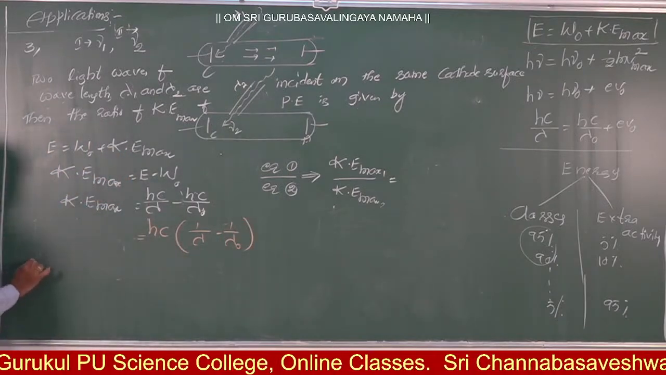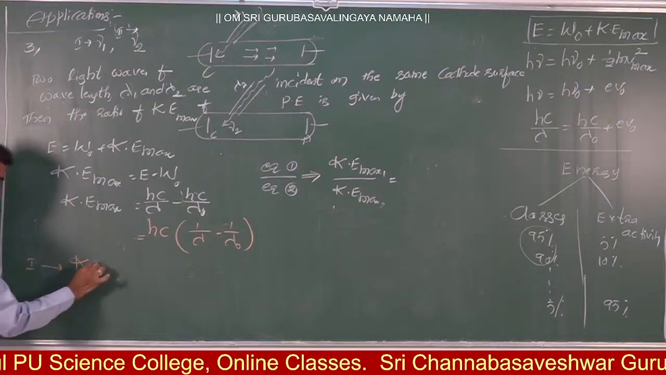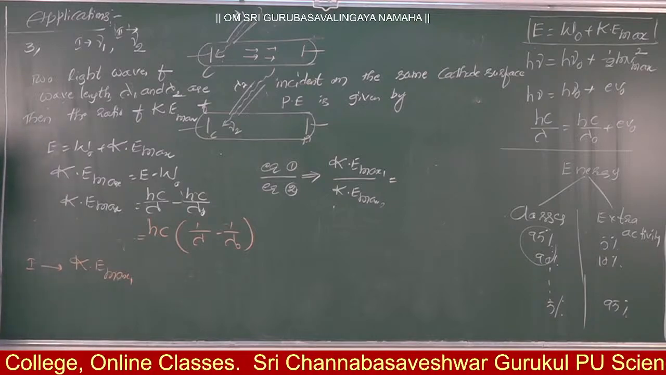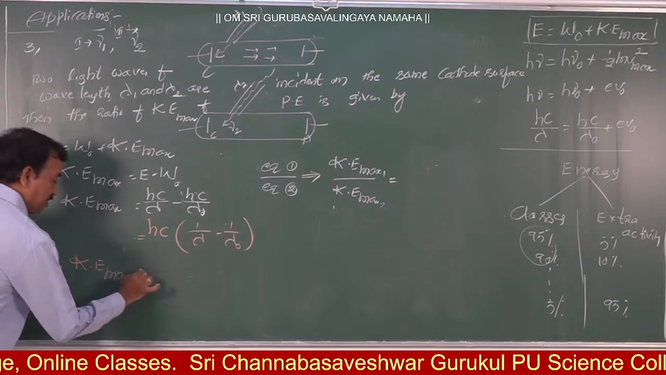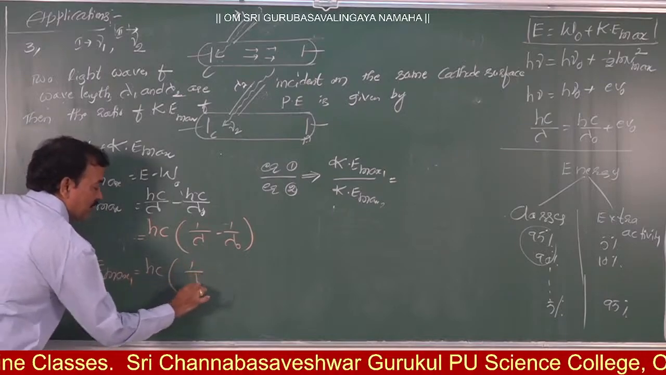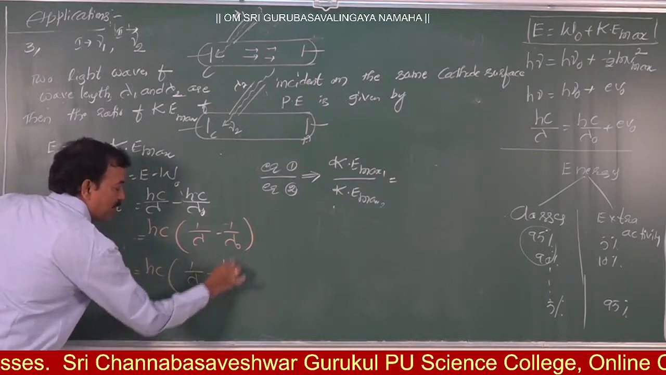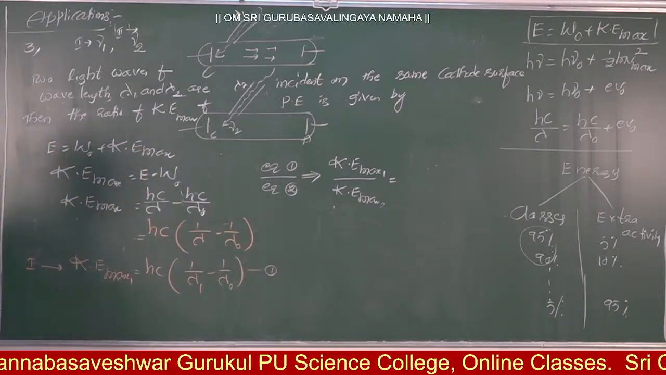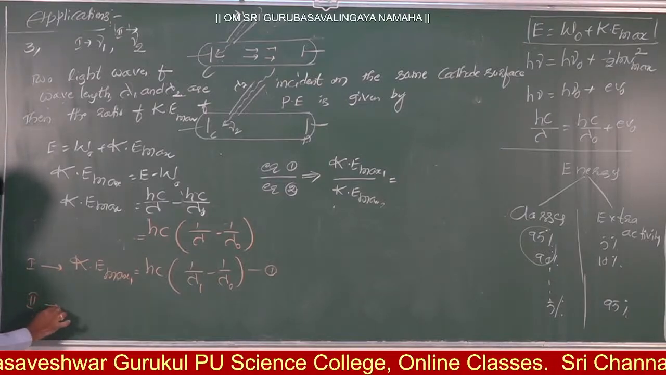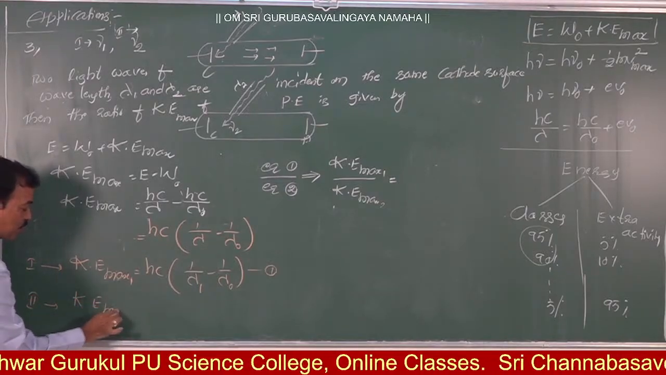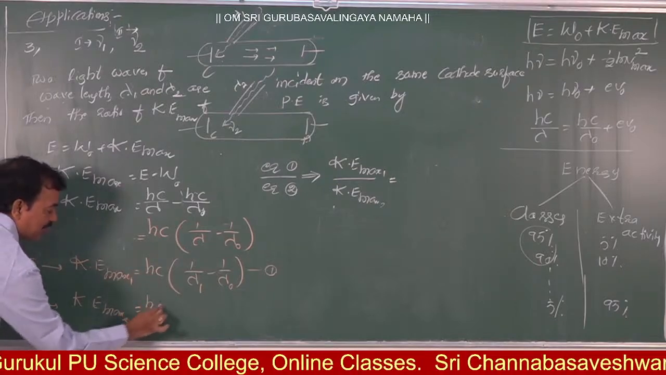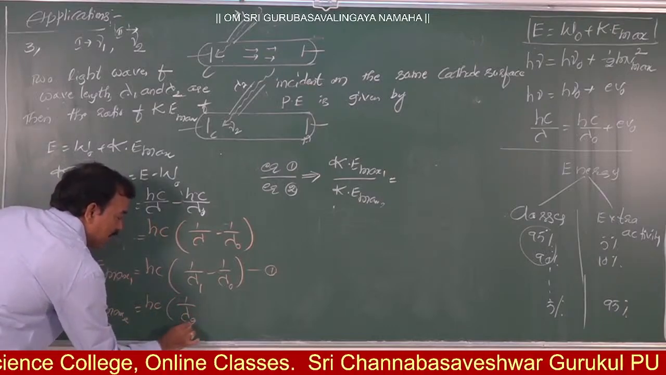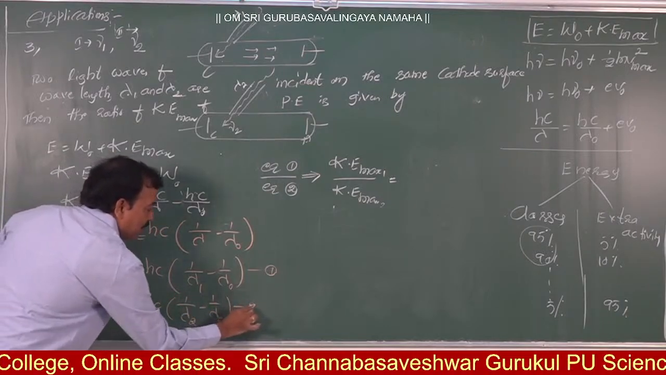For the first light, the wavelength is lambda 1. What is that equation here? KE max 1 is equal to hc into 1 by lambda 1 minus 1 by lambda0. This is equation 1. For the second light, KE max 2 is equal to hc into 1 by lambda 2 minus 1 by lambda0.